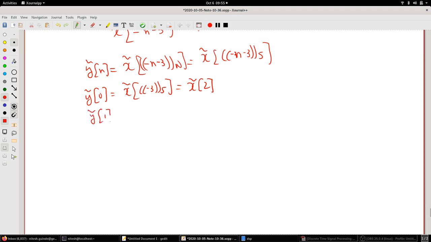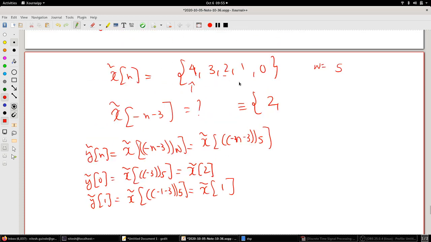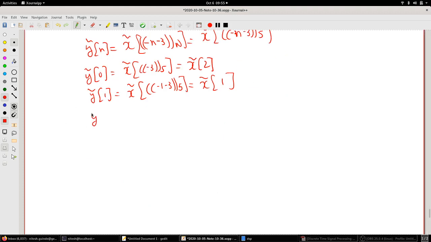Y tilde of 1 is equal to x tilde of minus 1 minus 3 mod 5, which is x tilde of minus 4, 5 minus 4 is 1. Okay. This is what you will get, x tilde of 1, so this will be 3. This is the one here. Now y tilde of 2 is equal to x tilde of minus 2 minus 3 mod 5, which is minus 5, and minus 5 plus 5 is 0. So x tilde of 0.